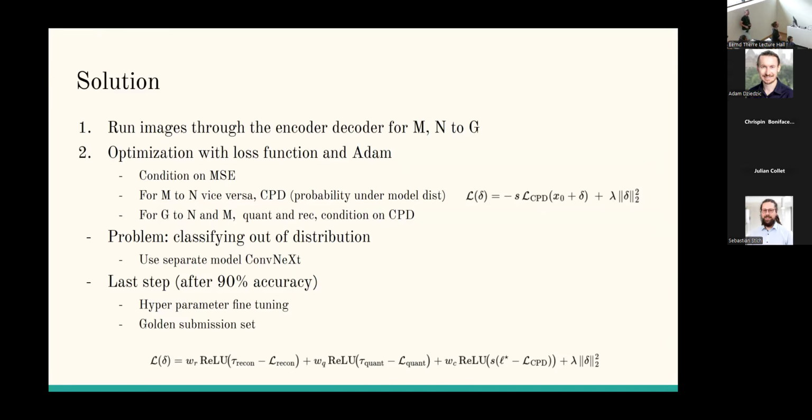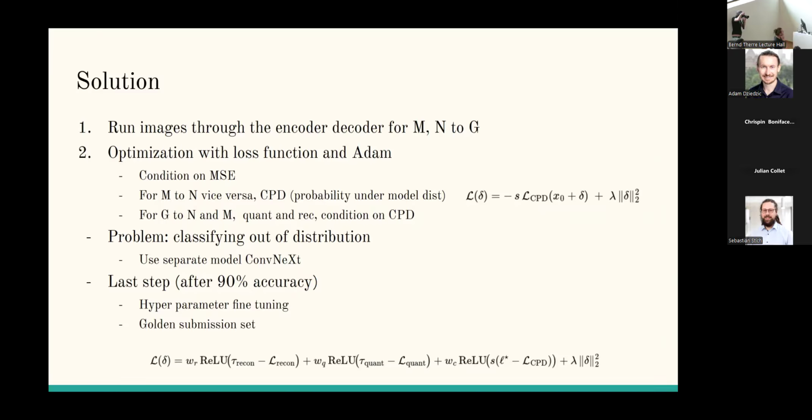If you go from M to N, you do just normal CPD, and you condition that you don't want the image to change too much, so you condition on MSE. Problem classifying: if you go from G to M, it's a little bit more complicated, because now you want to maximize the quant loss and the reconstruction loss. But you still want to condition on the MSE, and you still want to condition on the CPD to make sure that you go to M or N, so you know where you're going.